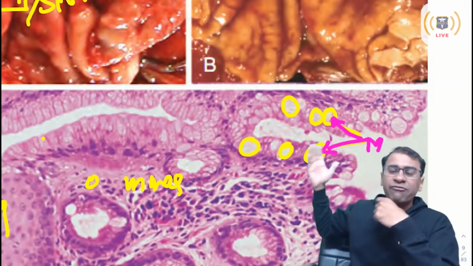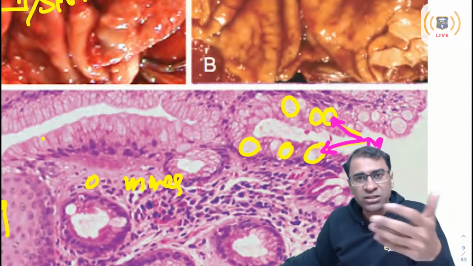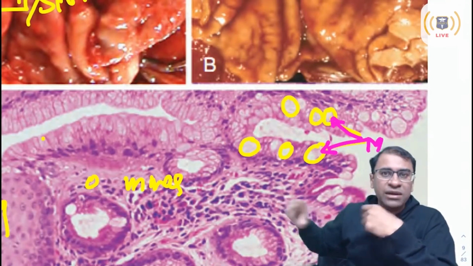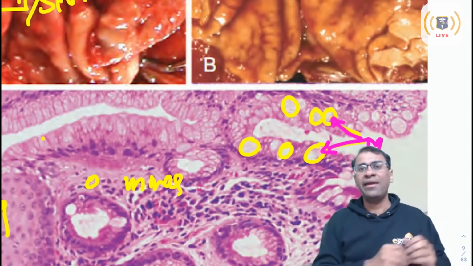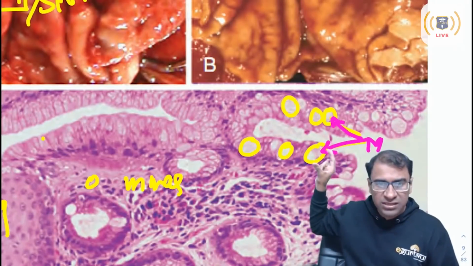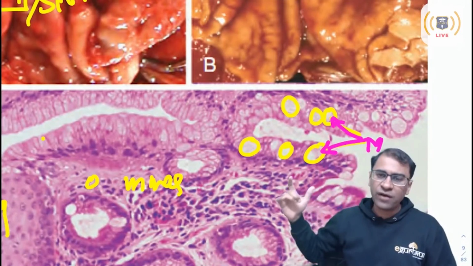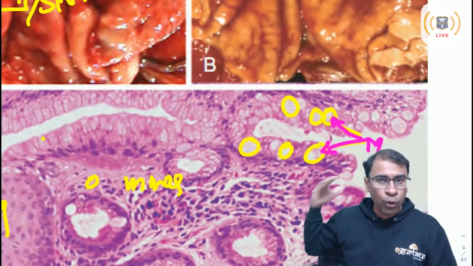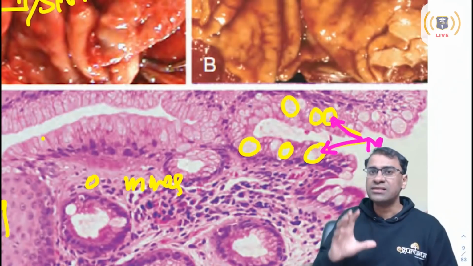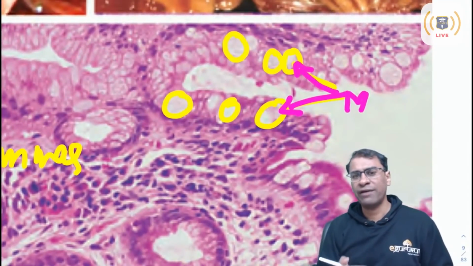A goblet cell being found in the stomach is something wrong. And what is wrong there? This stomach will need to protect itself by releasing mucin via goblet cells, and therefore this has now been present there. The moment you have seen the goblet cell here, this is a hallmark of Barrett esophagus.